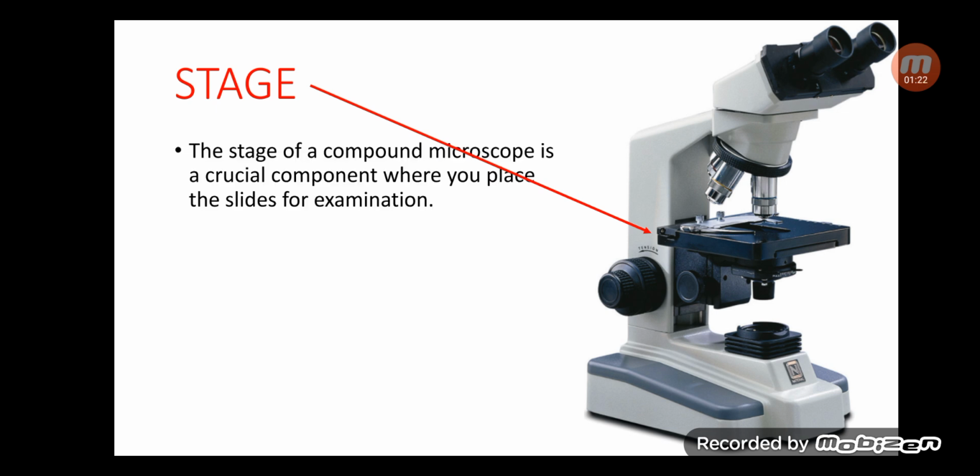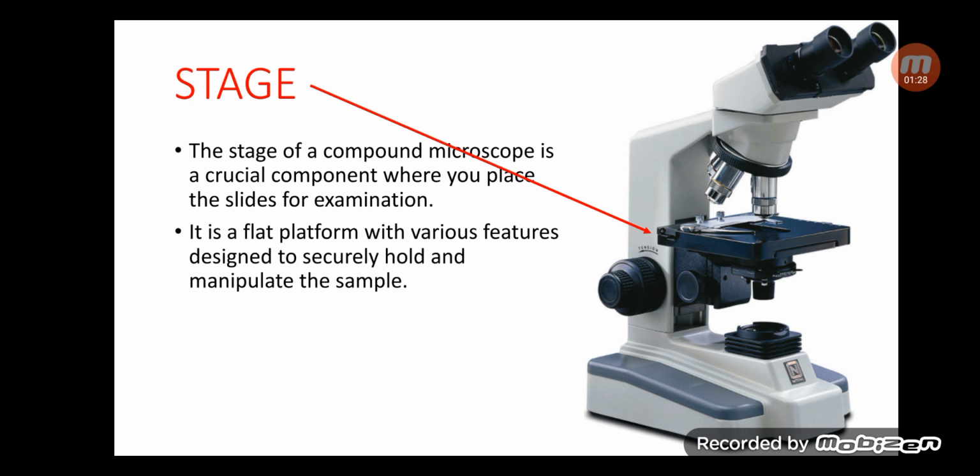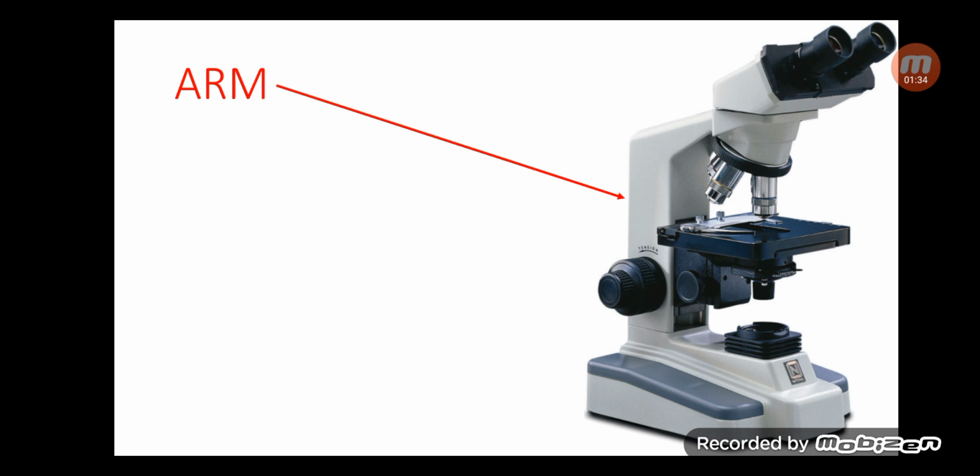The stage of compound microscope is a crucial component where you place the slides for examination. It is a flat platform with various features designed to securely hold and manipulate the sample.